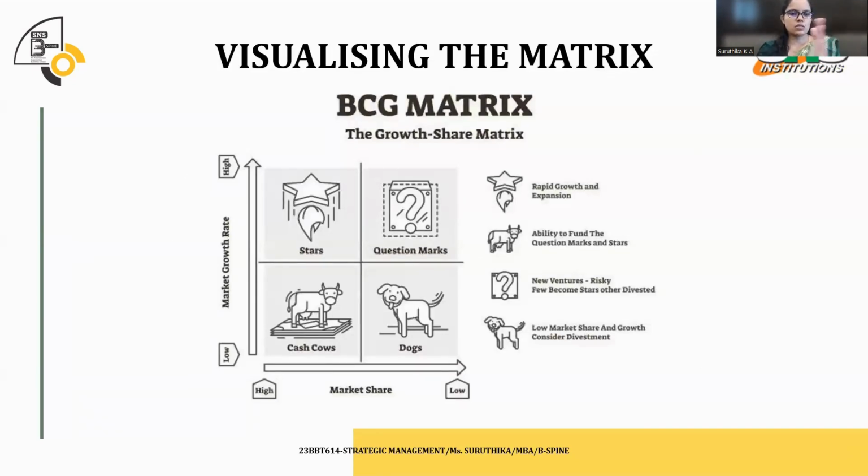So the BCG matrix goes as follows. There are 4 categories: stars, question marks, cash cows, and dogs. So we have to put each product in the business line across these categories, and each of these categories has a particular way of behavior. Based on where the product lies, the decision that the businesses will take will also vary.